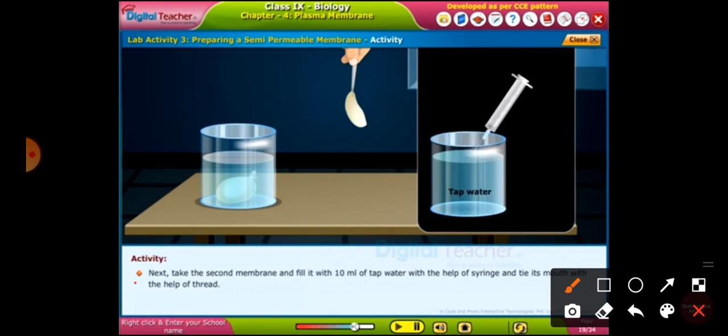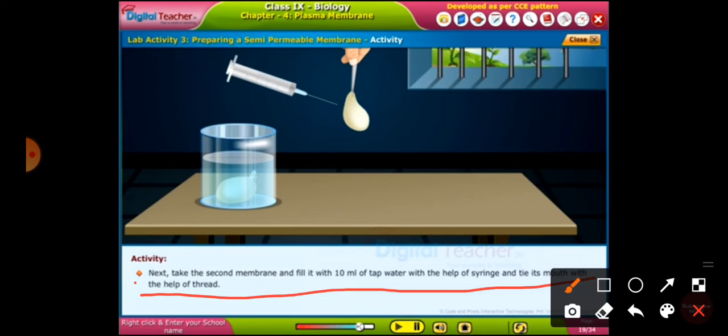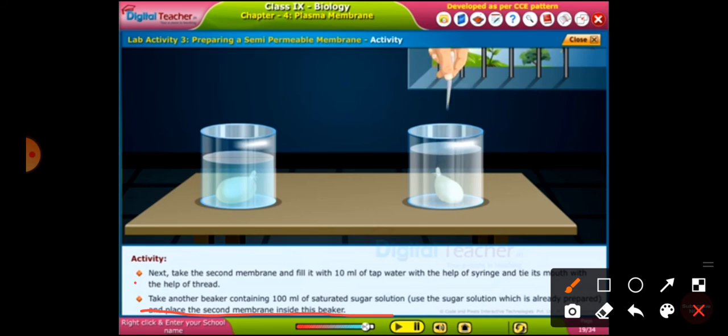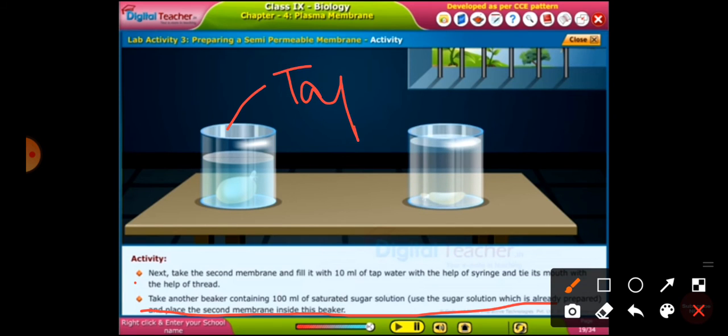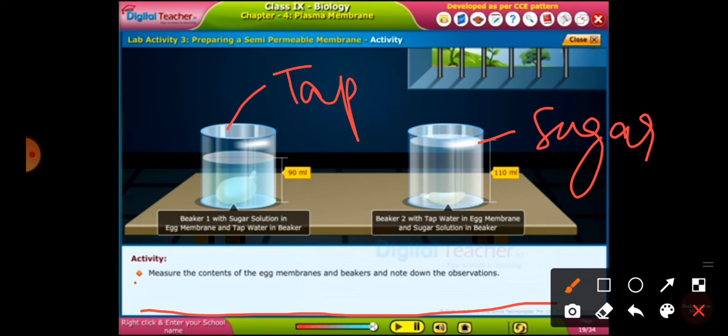Next, take the second membrane and fill it with 10 ml of tap water with the help of a syringe and tie its mouth with thread. Take another beaker containing 100 ml of saturated sugar solution and place the second membrane inside this beaker. Measure the contents of the egg membranes and beakers and note down the observations.